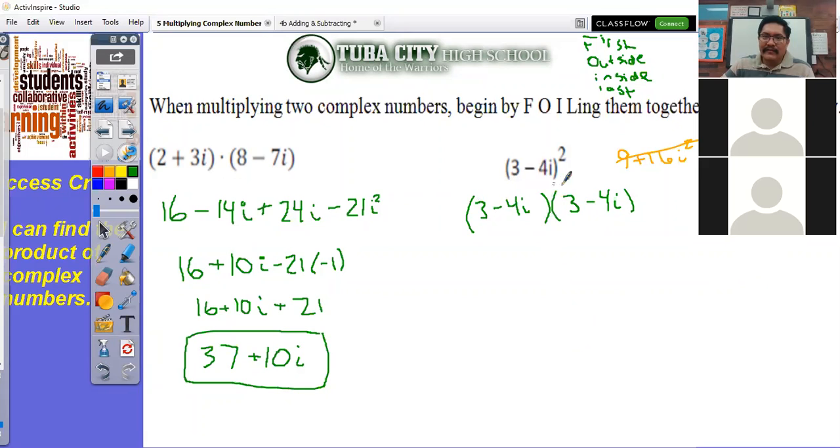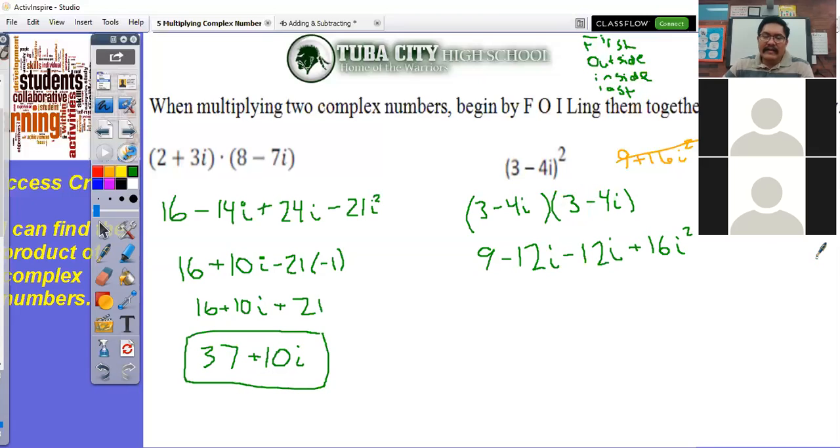Okay, so multiply the FOIL, so 3 times 3 is 9. Outside numbers, 3 times -4, so -12i. And let's see, -4 times 3 is -12, don't forget the i. And in this case, I have a negative times a negative, so negative times negative will be positive. 4 times 4 is 16. i times i is i squared.